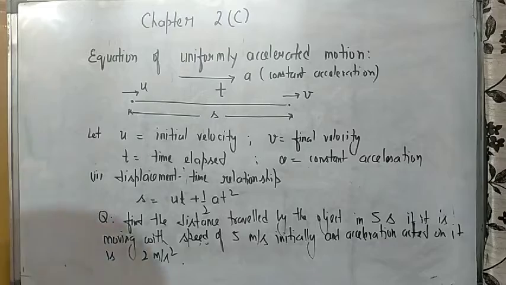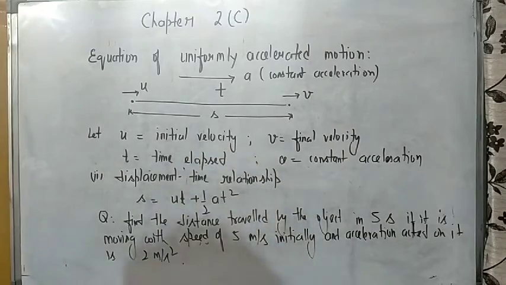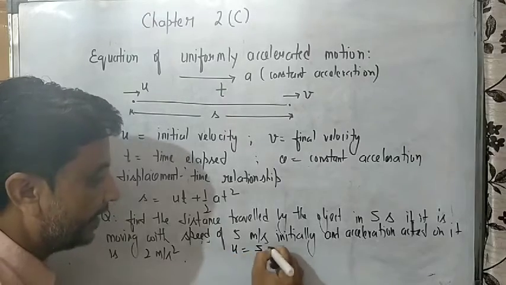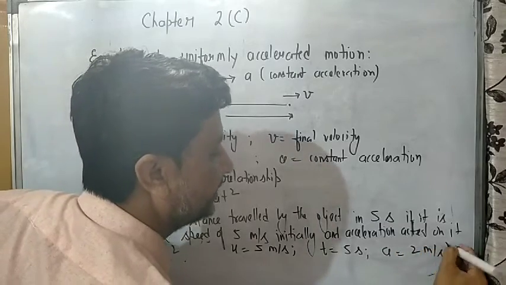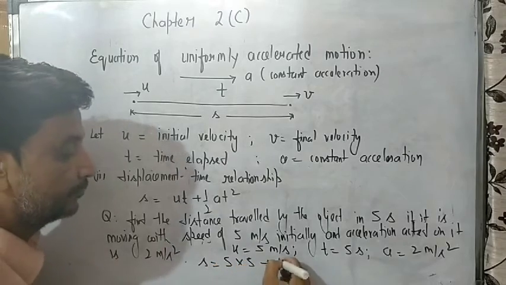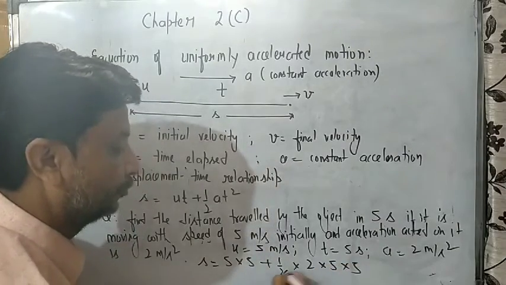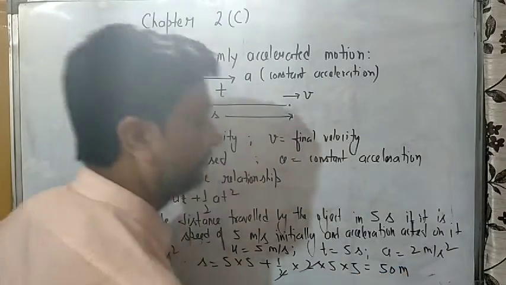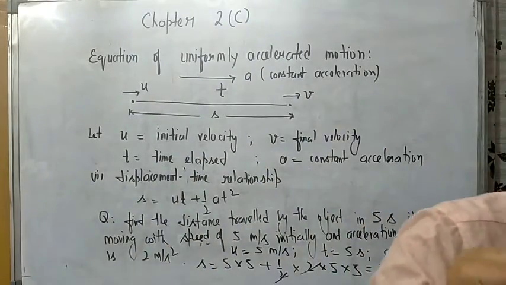Then how will you proceed? See, initial velocity is 5 meter per second, time is equal to 5 seconds and a is equal to 2 meter per second square. So u is equal to 5 meter per second, t is equal to 5 second and a is equal to 2 meter per second square. So s is equal to ut, that is 5 into 5, plus 1 by 2 into a, which is 2, into 5 into 5. The 2s cancel, that is 25 plus 25, 50 meter.